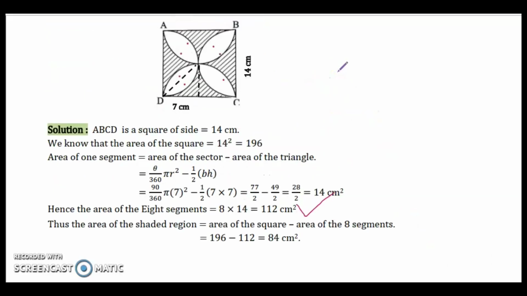Just now what we observed from the problem, what is the area of the shaded region? The area of the shaded region is the area of the square minus these segments, right? That means 196, that is the area of the square, minus 112, that is equal to 84 centimeter square, right? Therefore this problem is a very simple model, but we have to understand the construction of the problem behind the situations, right?